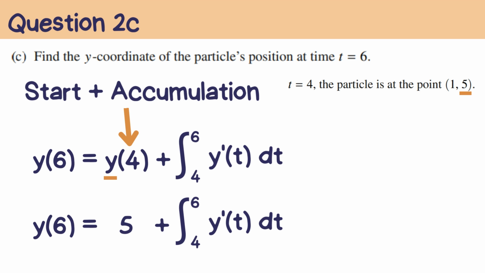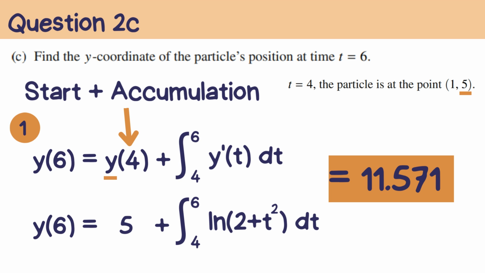Now, our y of 4 is going to be 5, and I'm just going to write down y prime of t, which was given, and that is the ln of 2 plus t squared. Plug that into your calculator to get 11.571. And for the points, I'm thinking a point for the start plus accumulation, so plugging in all those values, and the final point will be the correct answer to 3 decimal places.